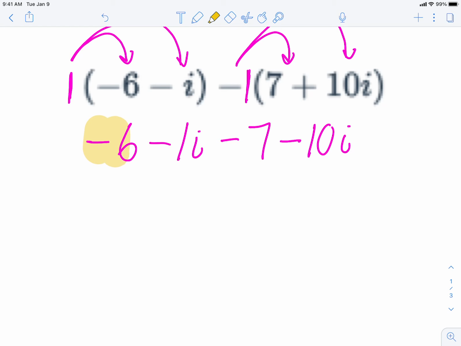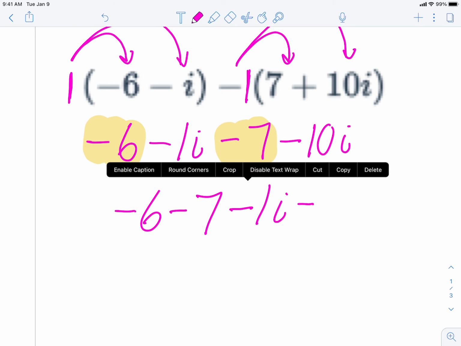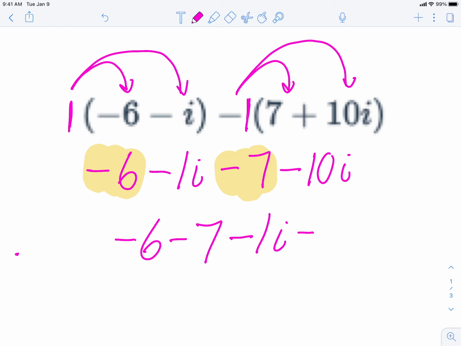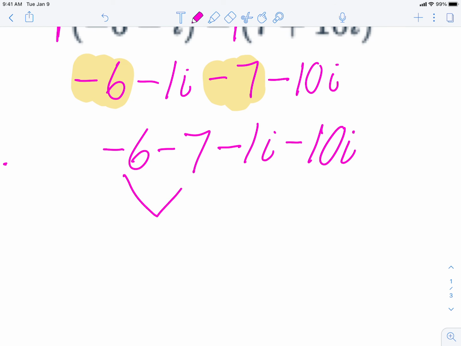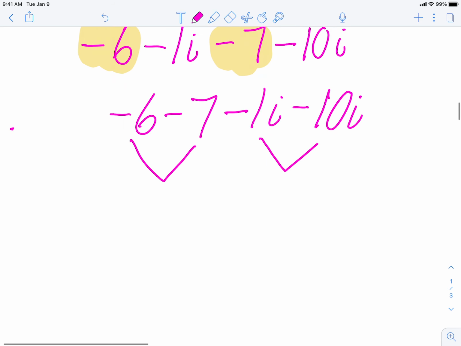So my real numbers: -6 is real, and -7 is real. So I'm going to put these together, -6 minus 7. And whatever is not highlighted is imaginary, right? So -1i and -10i. And now this goes with that, and this goes with that. -6 and -7 is -13. And -1i and -10i is -11i.